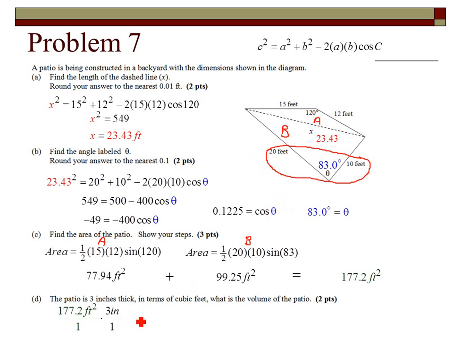So if I set up a ratio, I need the inches to cancel. And some of you may have seen this in your science class. This is dimensional analysis. I get my inches to cancel this way. Then I've got 177.2 times 3 divided by 12. I have feet squared times feet gives me cubic feet. And that gives our final answer.